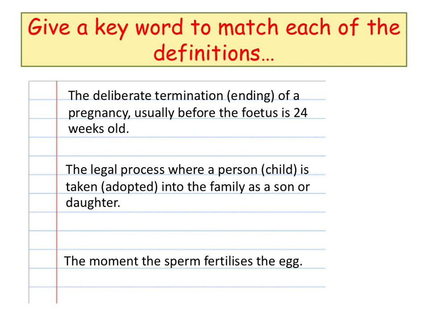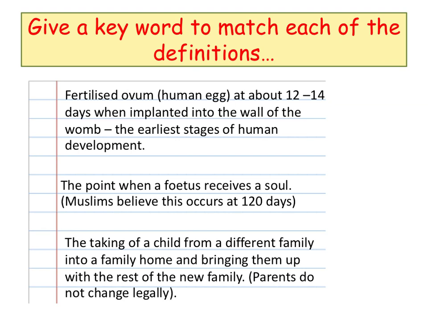Number 1, the deliberate termination or ending of a pregnancy, usually before the fetus is 24 weeks old. 2, the legal process where a person, a child, is taken, adopted, into a family as a son or daughter. 3, the moment the sperm fertilises the egg. 4, a fertilised ovum or human egg at about 12 to 14 days when implanted into the wall of the womb. This is the earliest stage of human development.